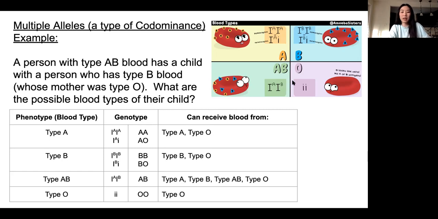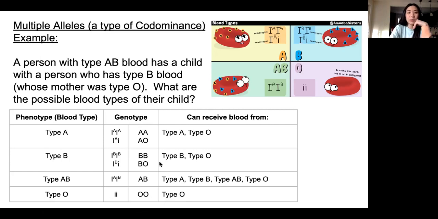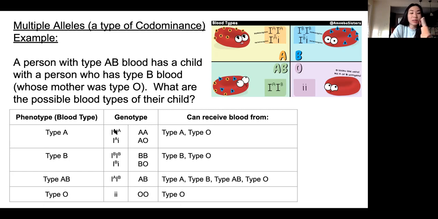This chart right here is a summary of the different blood types. The phenotype is the blood type. The genotype, there are two ways of writing it. Oops, I was writing, you couldn't see. One of them is using the letter I with A's and B's as the superscript. Or you could just keep it simple, and instead of using the I's, you could just simplify it as AA.